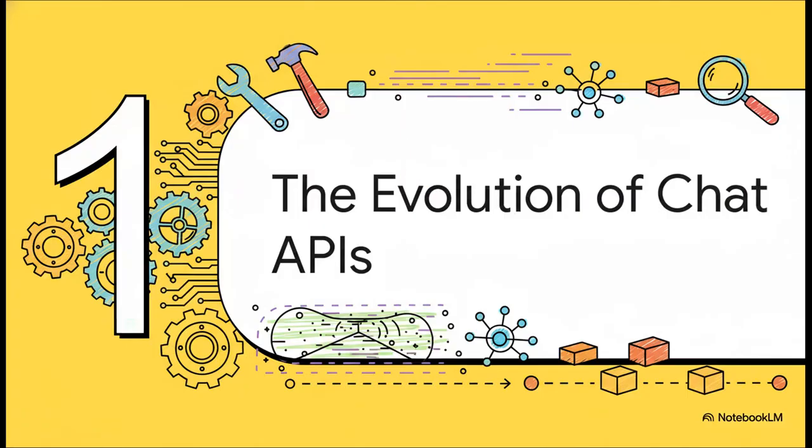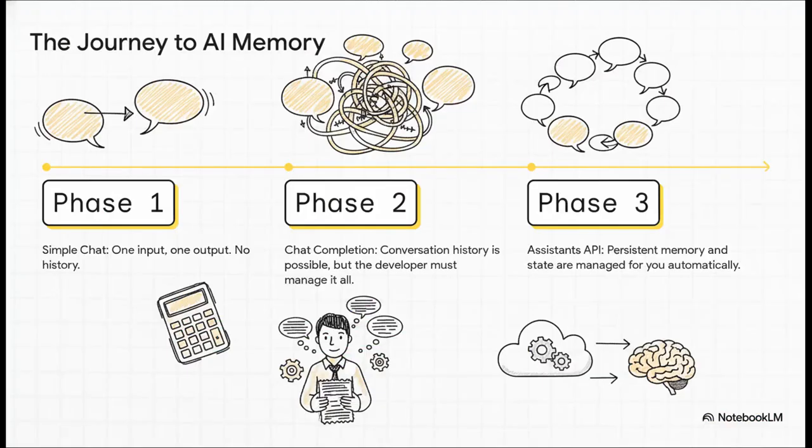So to fix this whole memory issue, the tools we use to build AIs, well, they've had to evolve. Let's take a quick walk through that journey. All right, so in the early days, it was super basic. You type something in, you get something out. No history. That's it. Then came the Chat Completion API, which was a huge step up in power. But, and this is a big but, with that power came a whole new headache. The entire job of managing the conversation's memory, it fell right onto the developer's lap.